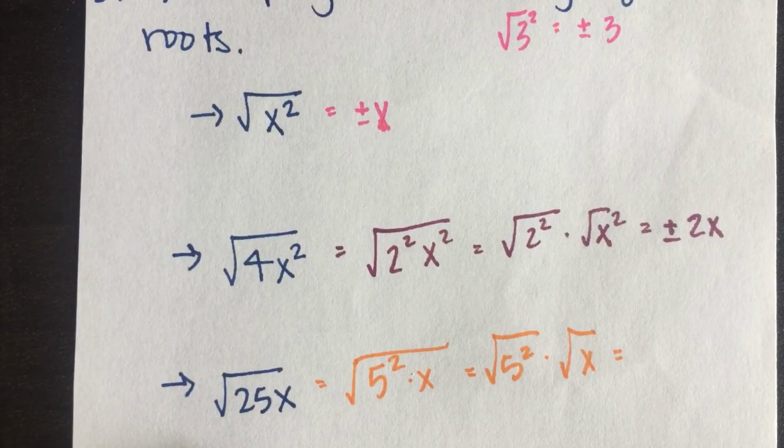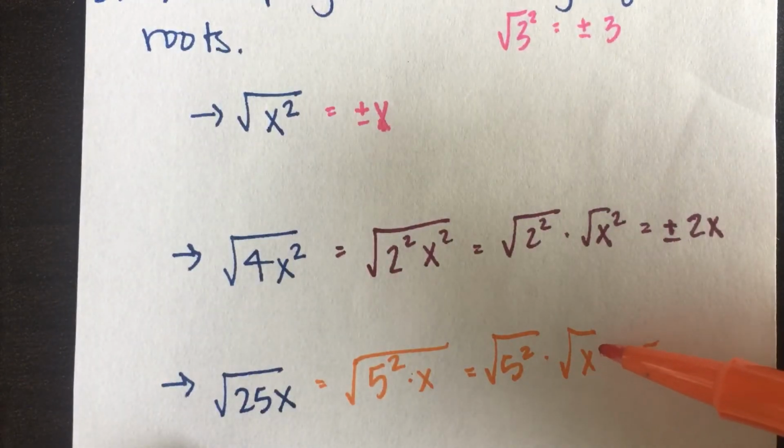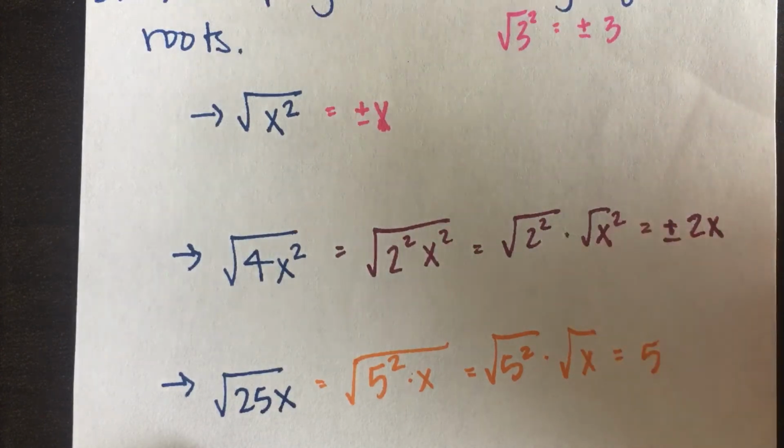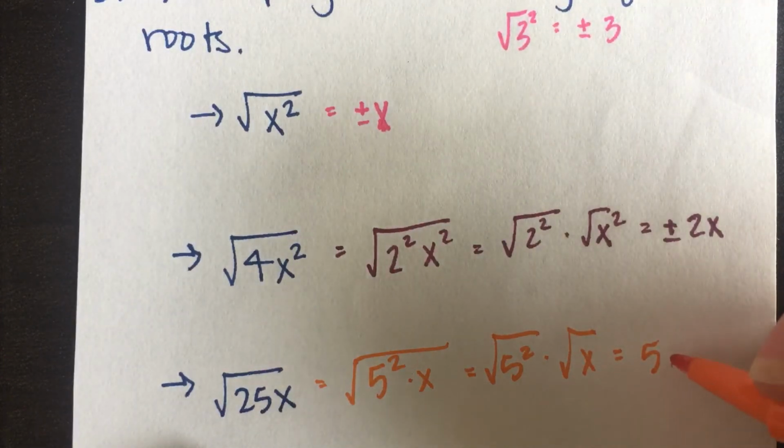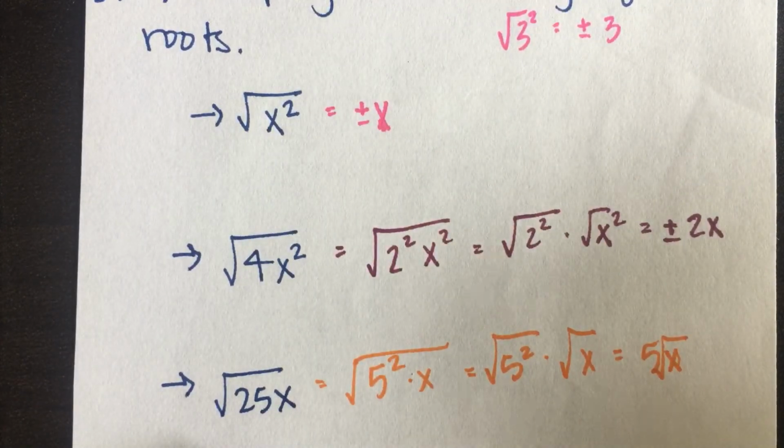And the square root of 5 squared is equal to 5. And the square root of x can't be taken any further because we don't have it squared. In order to take the square root of something, the number inside has to also be squared. So we have 5 times the square root of x. And it's plus or minus because we're dealing with square roots.